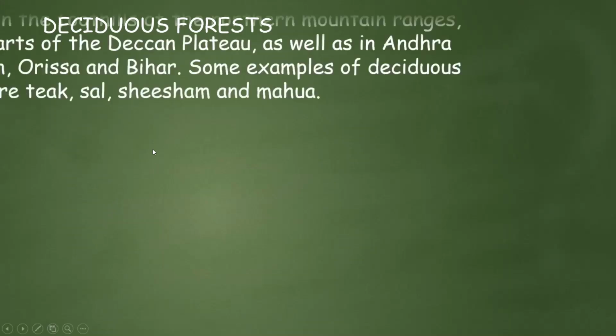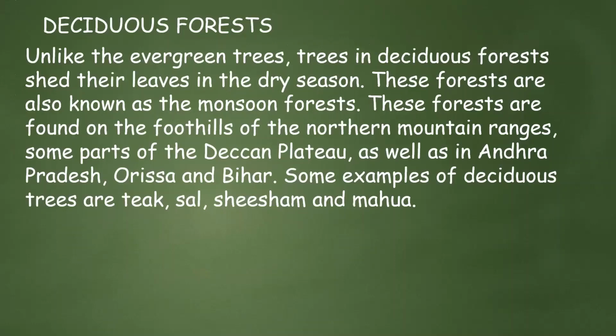Let's look at another type of forests that are found in India, and that is the deciduous forest. Let's pronounce it together, children. That's called deciduous forests. Let's understand what we mean by deciduous. Unlike the evergreen trees, unlike means not like, these deciduous forests shed their leaves in the dry season. These forests are also known as the monsoon forests.